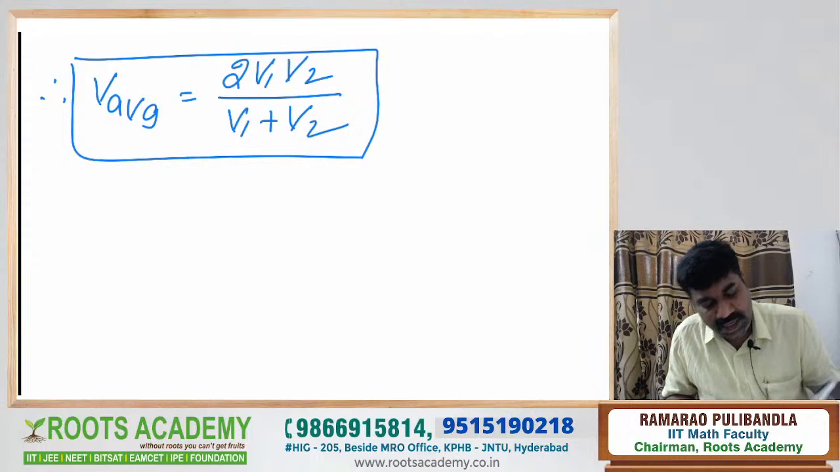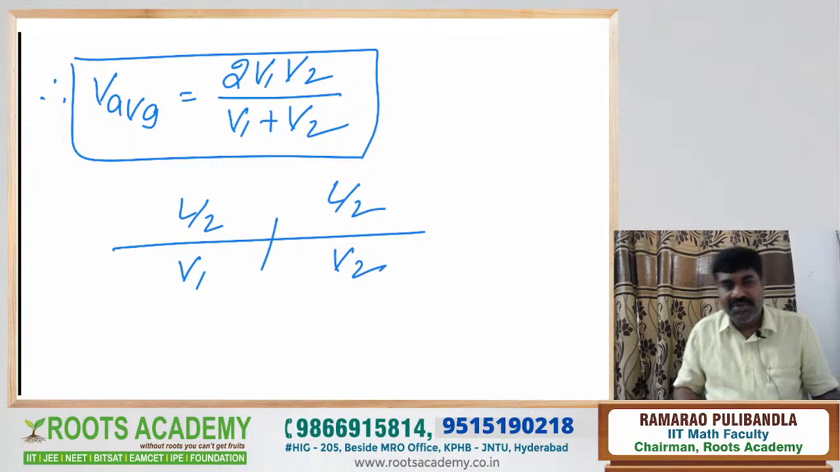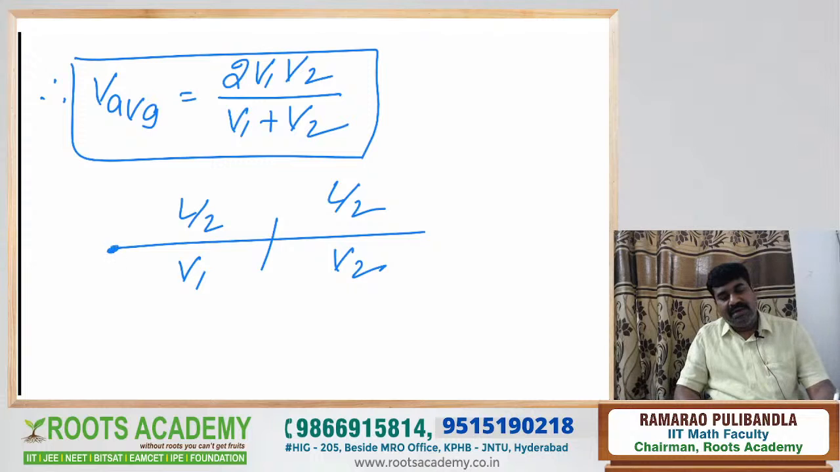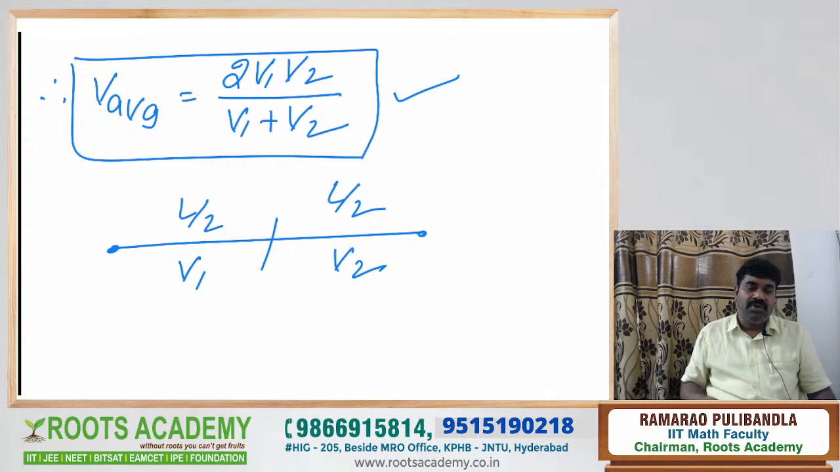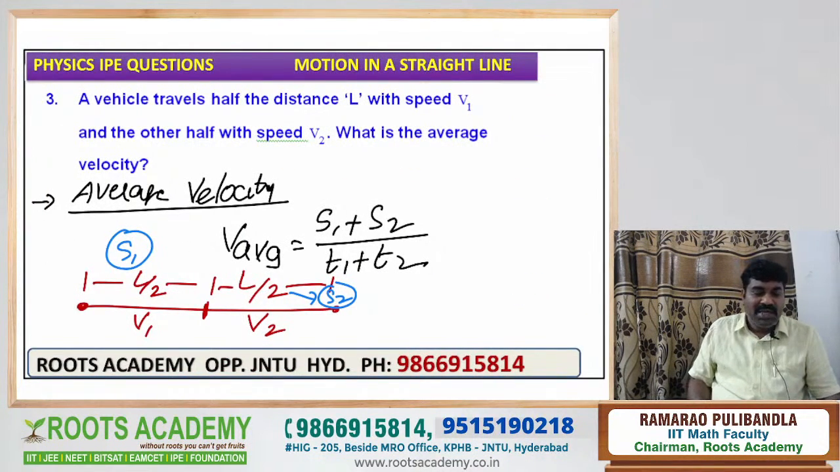So here, the first half of the distance with a velocity V1, the second half of the distance with a velocity V2, then what is the average velocity formula? 2V1 V2 by V1 plus V2. How can we solve this problem? Average velocity is equal to, what is the formula? Total displacement by total time taken.